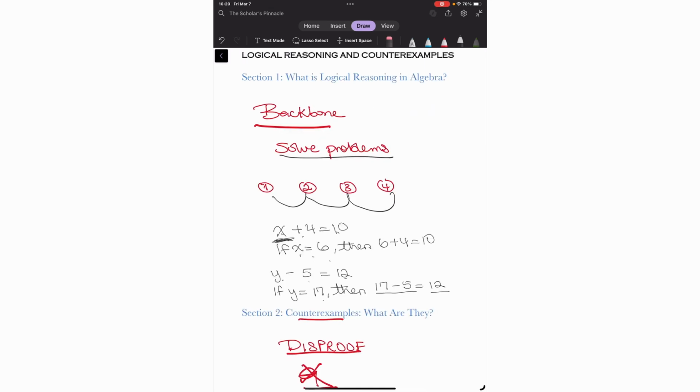You just learned the power of logical reasoning and counterexamples in algebra.